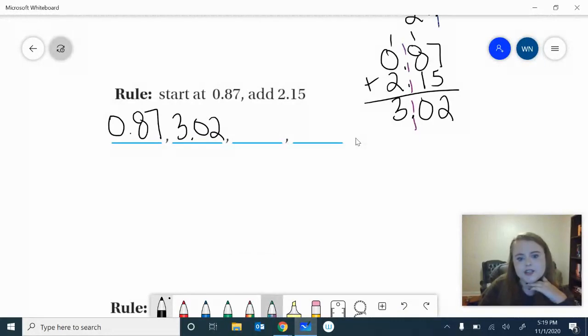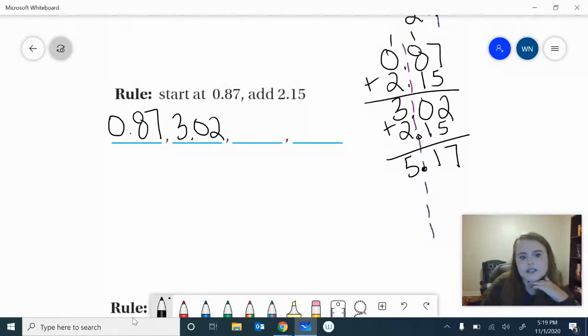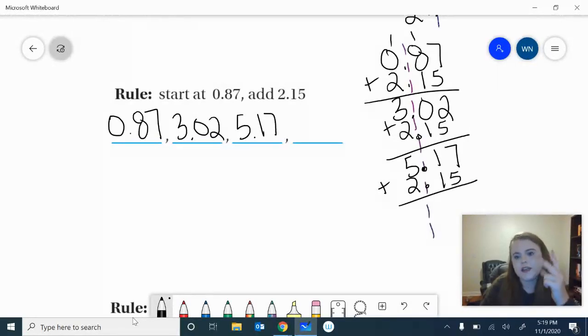I'm going to continue that magical decimal line quite a bit down because I know I'm going to need it. I'm going to add 2 and 15 hundredths again. 2 plus 5 is 7. 1, 5. 5 and 17 hundredths. And we're going to add 2 and 15 hundredths again. 8, 9, 10, 11, 12. 3, 7. 7 and 32 hundredths.